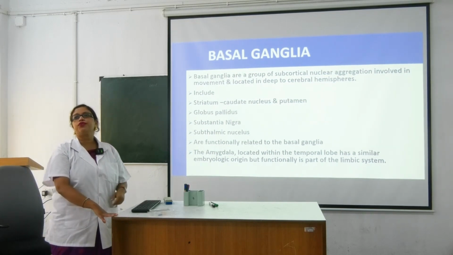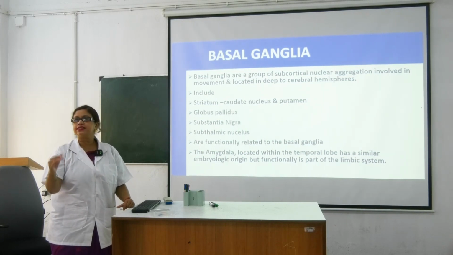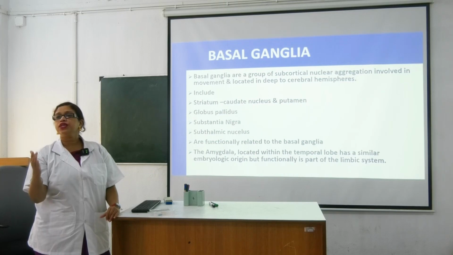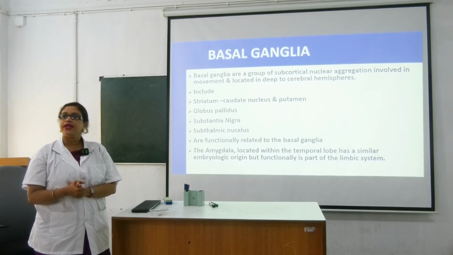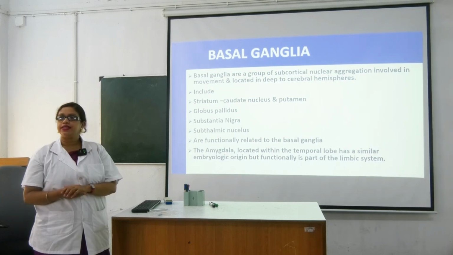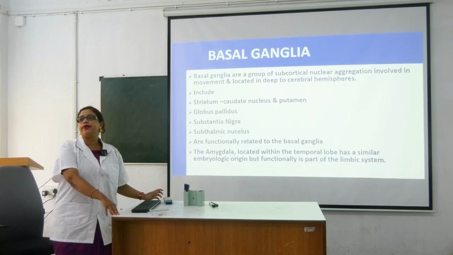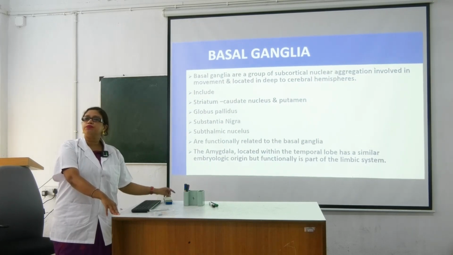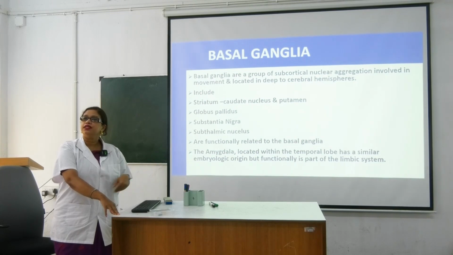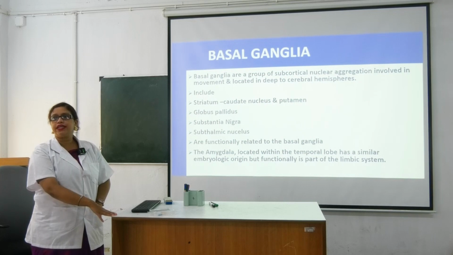Now the lentiform nucleus has got two parts. Which are the parts? One is globus pallidus and the other is putamen. So which one is medial, which one is lateral? Putamen will be lateral, globus pallidus is medial. But see, putamen is included in the striatum. Did you see? Although it is part of the lentiform nucleus, it is involved in the striatum. So this is the first part. Second part is the globus pallidus.